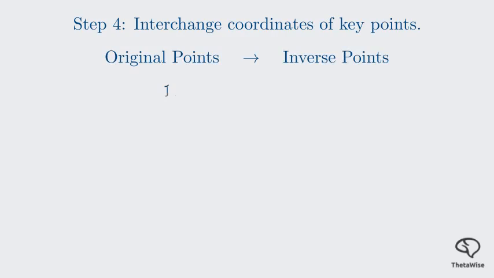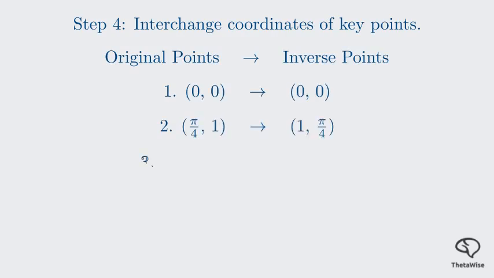Now we swap the coordinates. The origin stays at (0, 0). (Pi over 4, 1) becomes (1, pi over 4). And (negative pi over 4, negative 1) becomes (negative 1, negative pi over 4). Let's mark these 3 points.